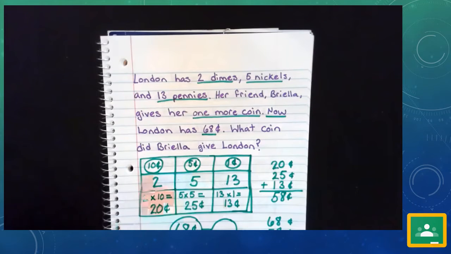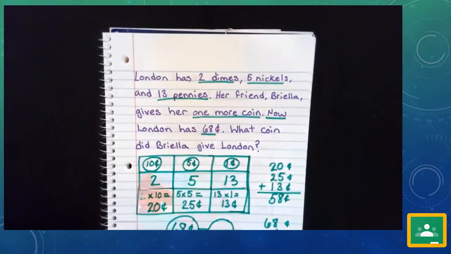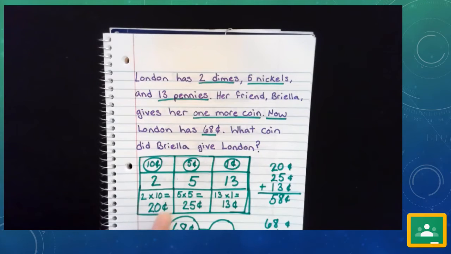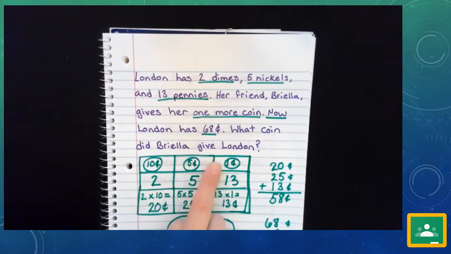And then I took that information to figure out the total value for each of the coin categories. So I took 2 times 10, 2 groups of 10 cents equals 20 cents. 5 groups of 5 cents equals 5 times 5 equals 25 cents. And 13 groups of 1 cent coins, 13 times 1, that equals 13 cents.